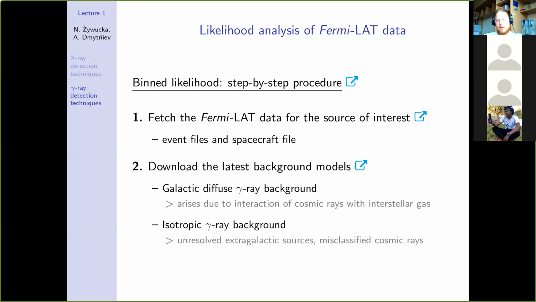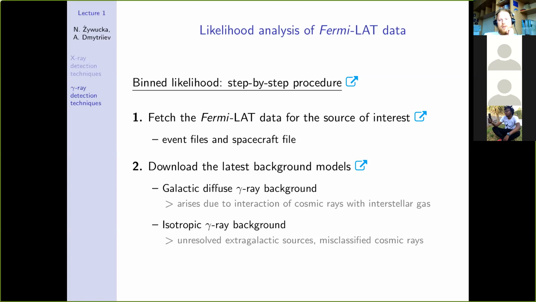So both of these backgrounds are very well modeled with dedicated templates, both spectral and spatial. In the case of the galactic diffuse, you have a spatial template and a spectral one. But the isotropic is isotropic, so we have only a spectral template, and all the variations across the region you can model, so you can leave this prefactor free up to a value of a few, and you can take into account the small inhomogeneities.